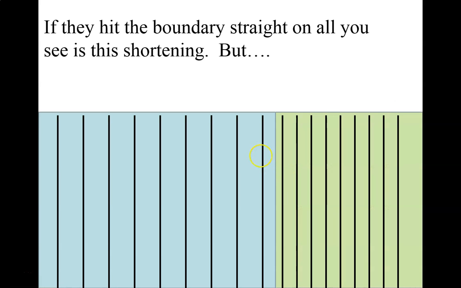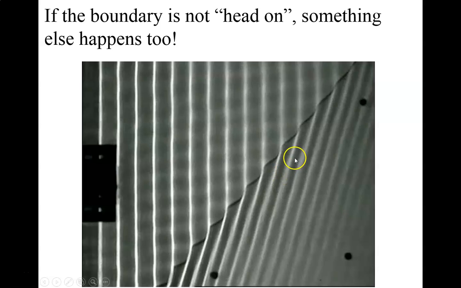Okay, if they hit a boundary that's straight on, this is just what you see. But when they meet a boundary at an angle, then something interesting happens. So this is the incident wave coming in like this, traveling to the right.